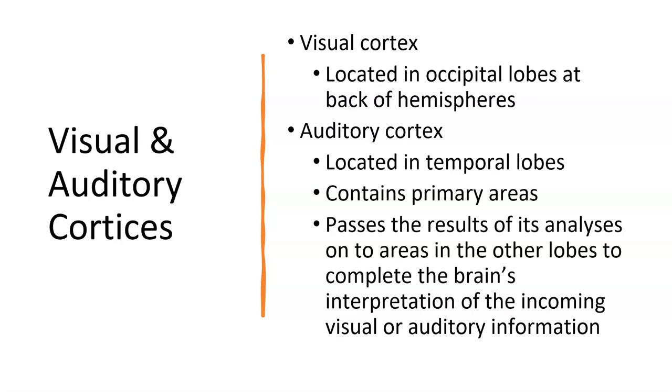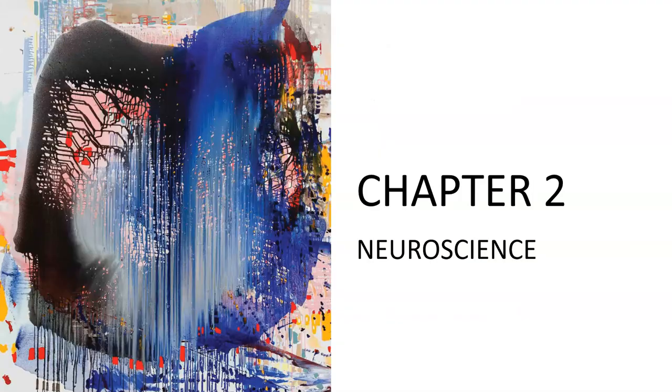Same goes for the visual cortex. If you have damage to the occipital lobes, it wouldn't matter that your eyes are actually fully functional, or that your optic nerve is fully functional. Without the cortex, you can't make sense of those signals, so you would be functionally blind. And that concludes this part of Chapter 2.